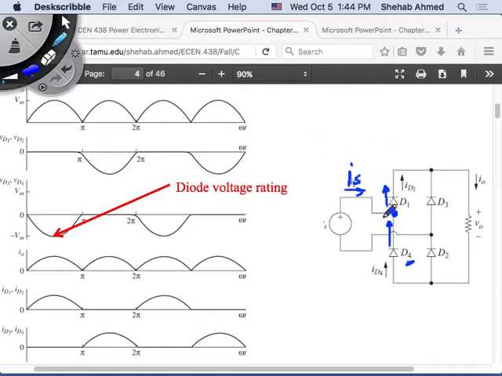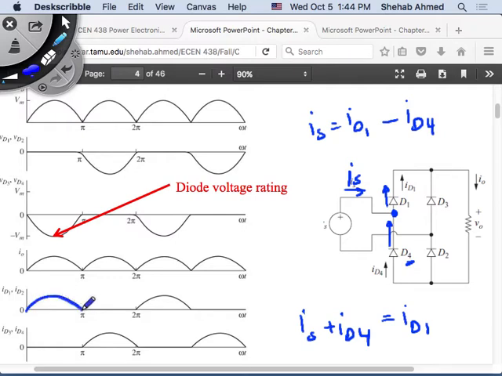So whatever's coming in, IS plus ID4 is equal to ID1. So if I want to calculate, IS is equal to ID1 minus ID4. So ID1 is here, right? ID4 is here. So 0 minus something positive is a negative number, but the same shape. So what does the supply current look like? It's a sine wave. In the second half cycle, you just flip the diode 4 current, and your input source current in this case is a sine wave.